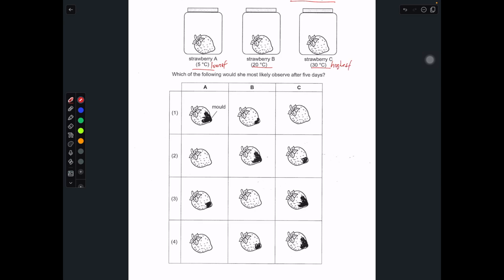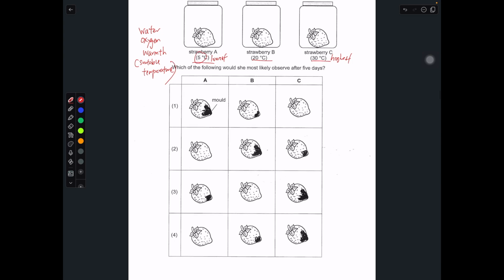Normally when you put your strawberry, if you don't eat it, you will put it in the fridge because you don't want mold to grow. A low temperature cannot encourage the mold to grow, because mold needs water, oxygen, as well as warmth. Warmth refers to a suitable temperature.